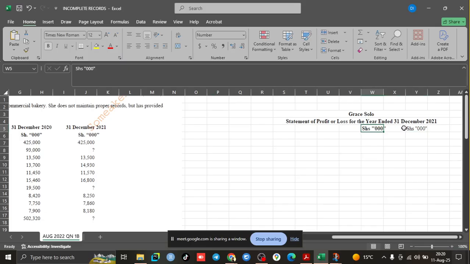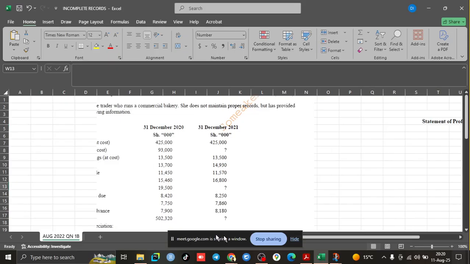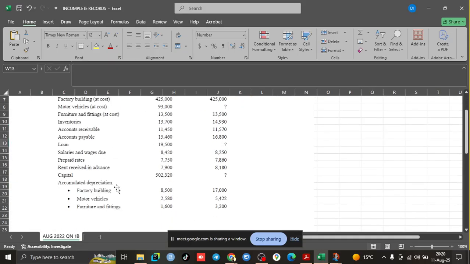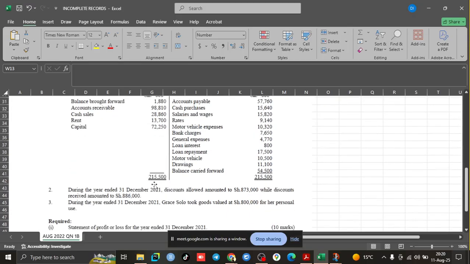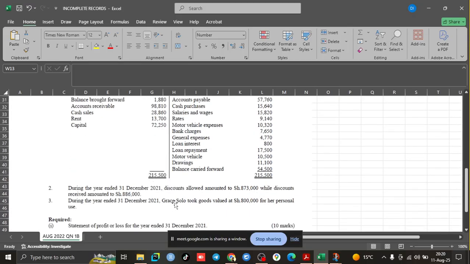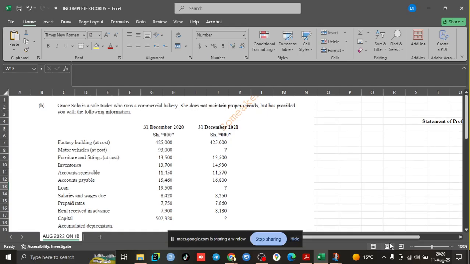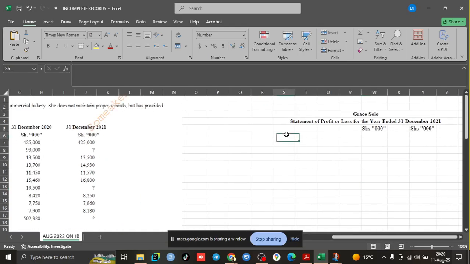So sales, yoni kama kuna any returns. Let me see kama kuna returns. Nikitengenezanga the pro forma. Any return inwards, return outwards. Discounts allowed, took goods for personal use. Okay, hakuna return inwards. So tuanze na sales.